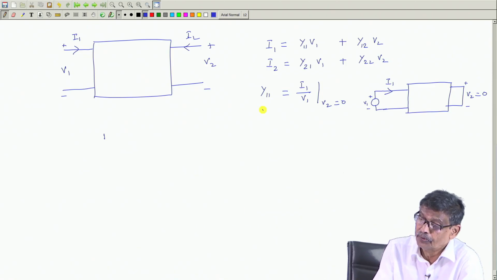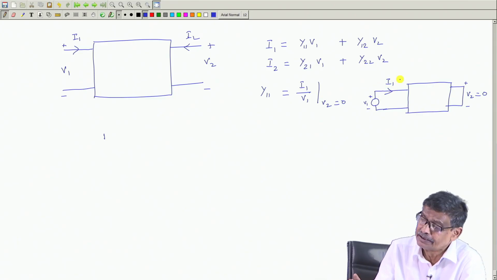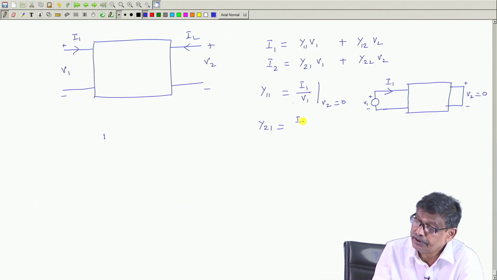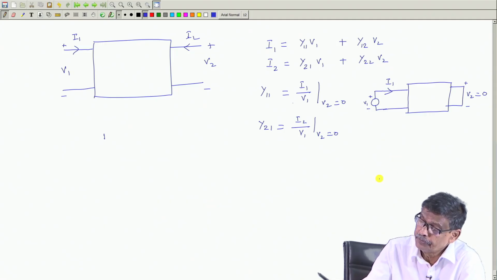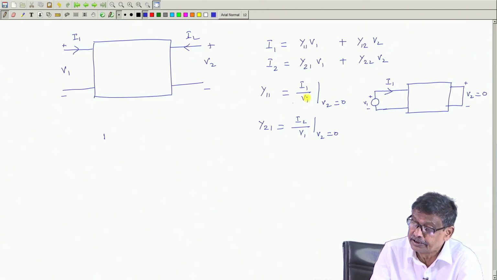And Y 1 1 then will be the ratio of this current. So connect an ammeter or whatever to measure the current. So I 1 by V 1 is the admittance Y 1 1. Which other parameter can be found out by doing this experiment? V 2 is equal to 0, that means these two terms will be absent. So I can find out the first column terms, Y 2 1, which will be equal to I 2 by V 1 with, do not forget to write, V 2 equal to 0. That is, you short circuit the output port and excite this with a voltage source. Whether I should excite it with a voltage or current source depends upon which quantity comes below.